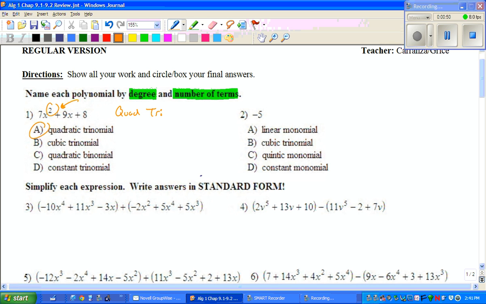Looking at example number 2, one thing that you know right away, there's only one item, and that means it's a monomial, so we can get rid of b. And now it's not quintic because we've never talked about that word, so it's either linear or constant. Linear needs to have an exponent raised to the first power. D is when it's no variable at all, so that means it's constant. Okay?